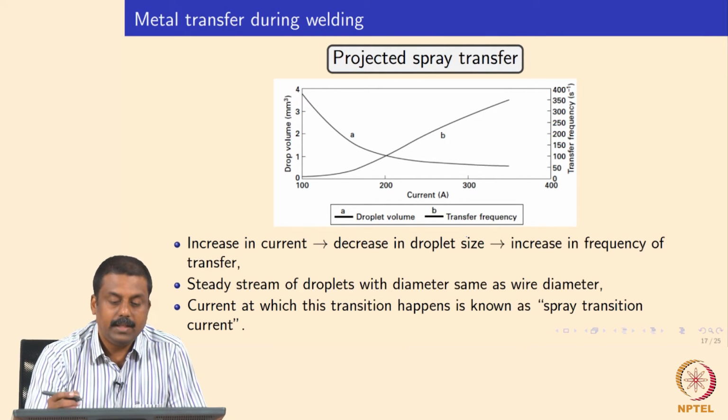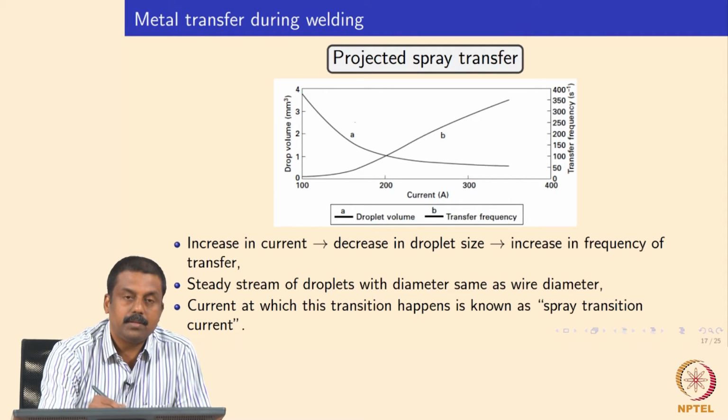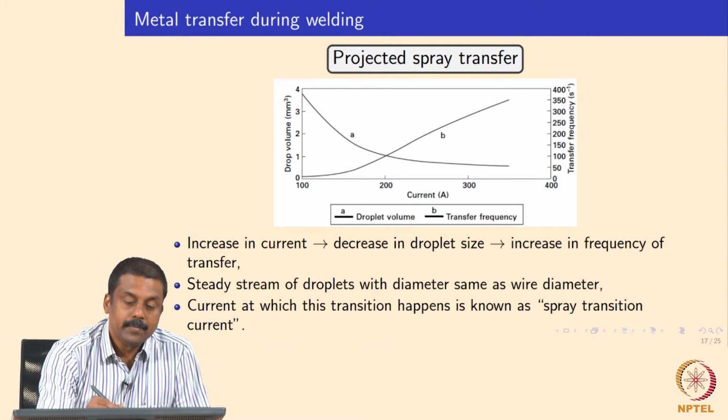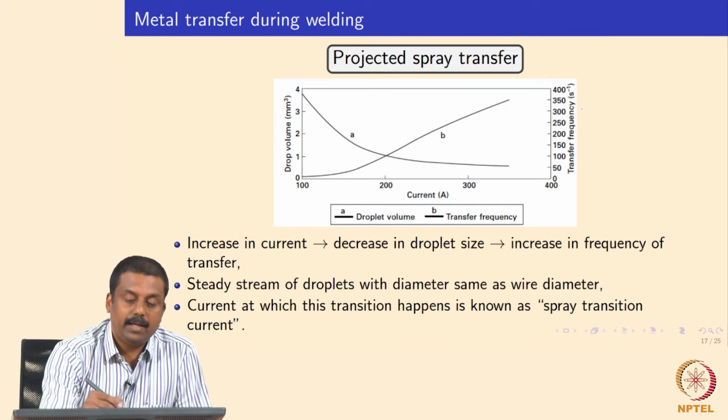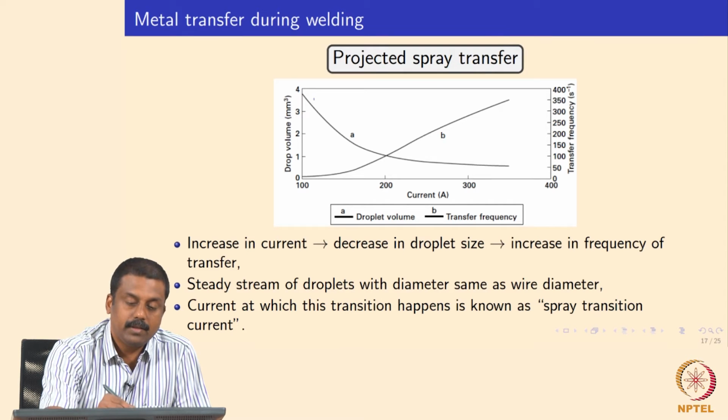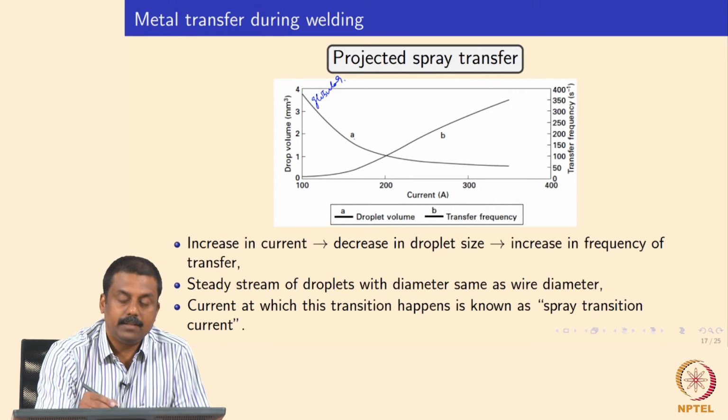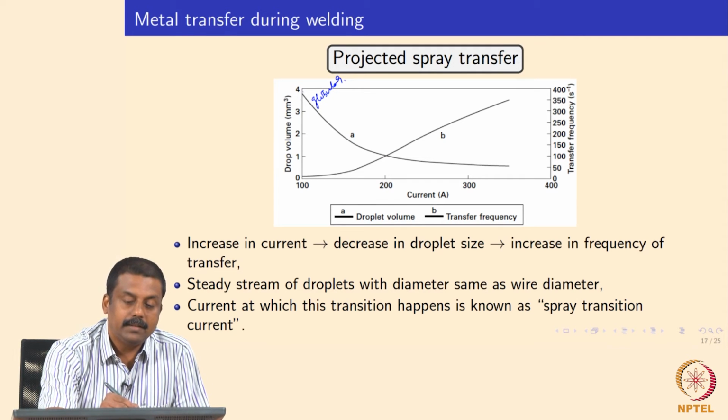For a given current, you can see that in A is the drop volume, which is nothing but a function of diameter, and the other graph B is the transfer characteristic or transfer frequency. So obviously, as I explained, at the lower current, the most significant transfer mode is the globular transfer, where the gravitational force is the major force that detaches the droplet. So in order to detach the droplet, you need to increase the size of the droplet significantly, so that the gravitational force can pull the droplet down to the workpiece.